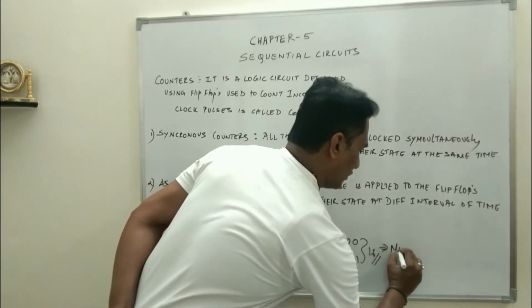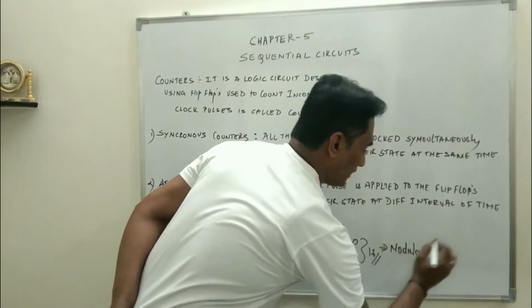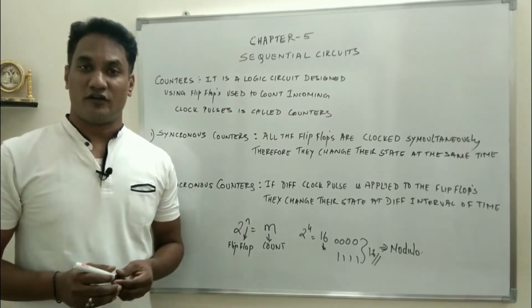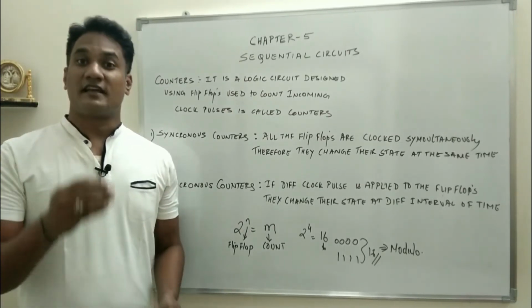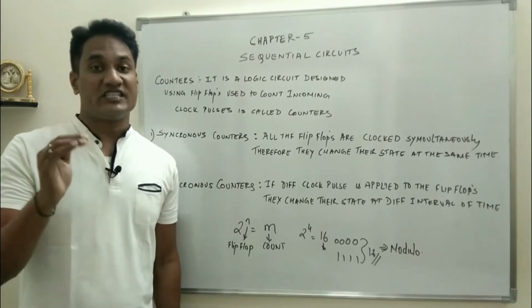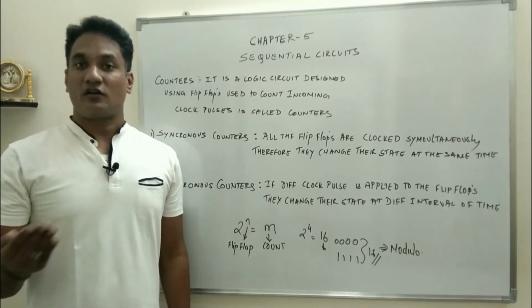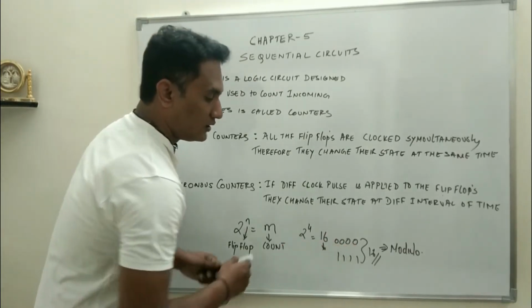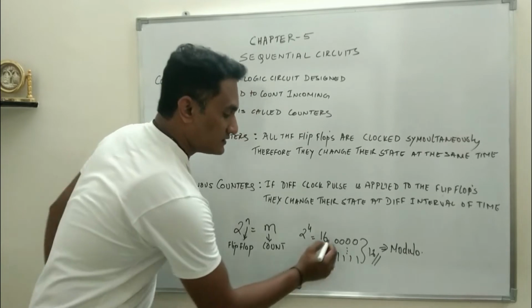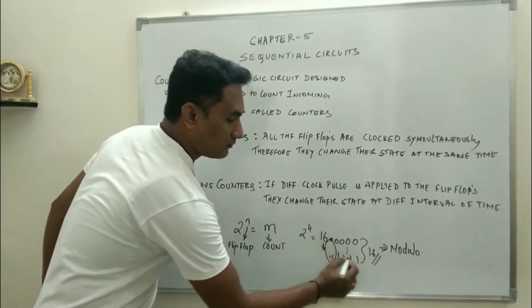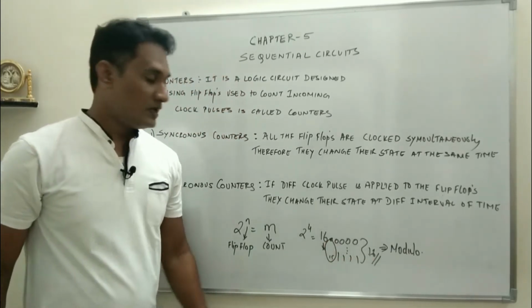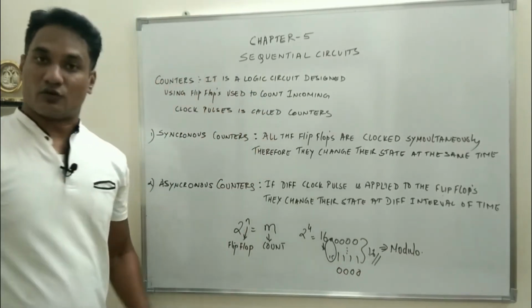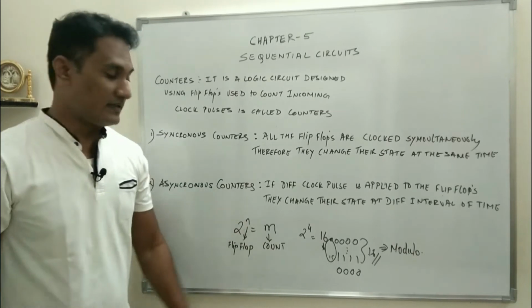This 16 is called the modulo of the counter. So in generalized terms, if you define modulo of a counter, it is the number of discrete states. Discrete means different states through which the counter goes. So if it is a 4-bit counter, it will start from 0, 0, 0, 0 to 1, 1, 1, 1. That means 0 to 15. So total number of discrete states are 16, because after 1, 1, 1, 1 the circuit will again reset back to 0, 0, 0, 0. We will take one example so that you can understand that thing.